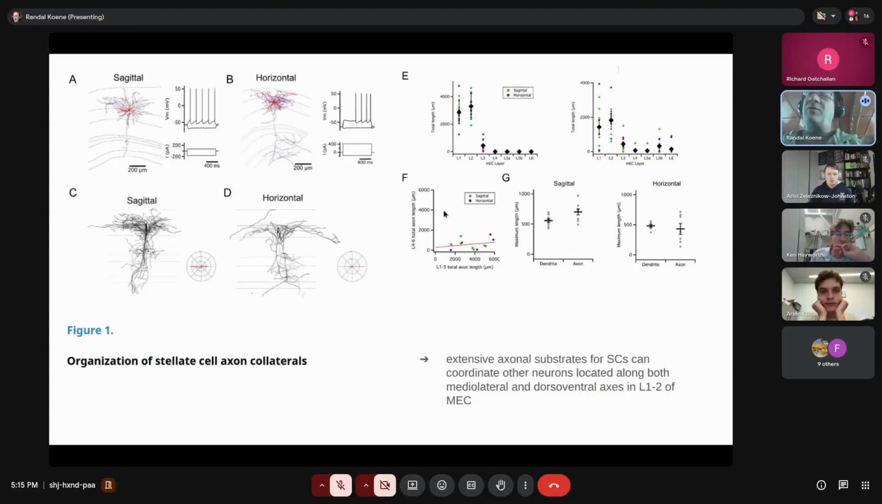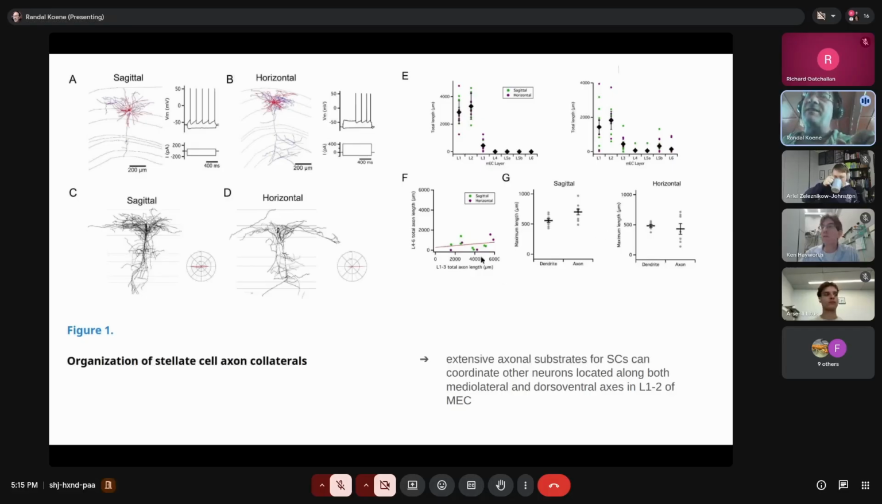And we go to figure 1F. This is where they are showing that the axon length in layers 1 to 3 doesn't really predict the length in L4 to 6. It's kind of all over the place. And then in figure 1G, if you look at the maximum extent of L1 to 3 axons, that was greater than the dendrites along the dorsoventral axis, but similar along the medial-lateral axis.